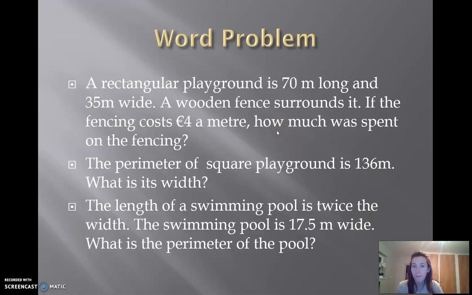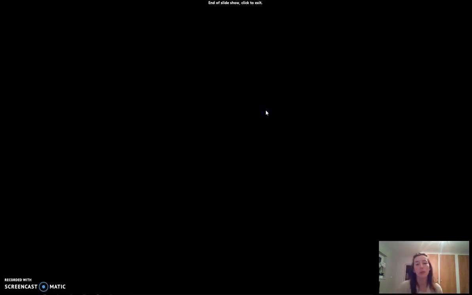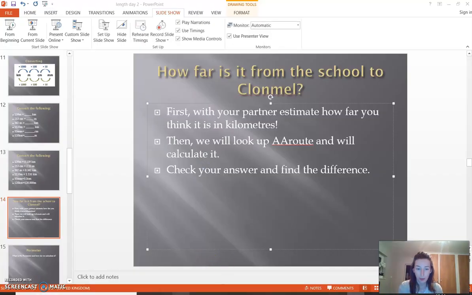Okay, and I'm going to show you the answers now. The answer here is €840. This one here is 34 meters, and the answer for this one is 105 meters. That's the end of the slideshow. I'm just going to go through the AA route really, really quickly.